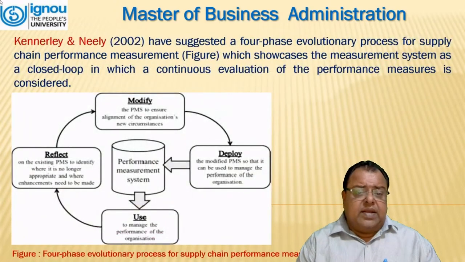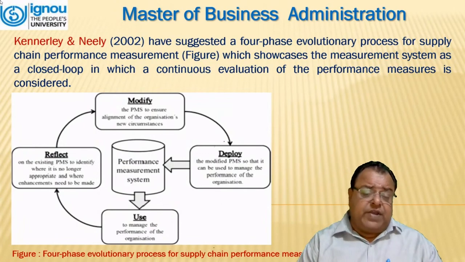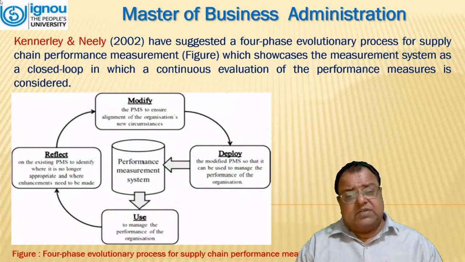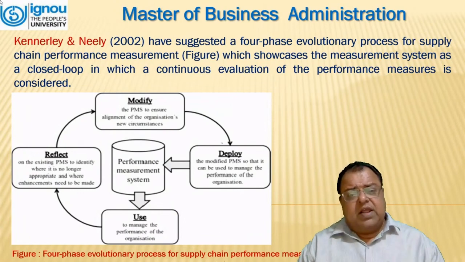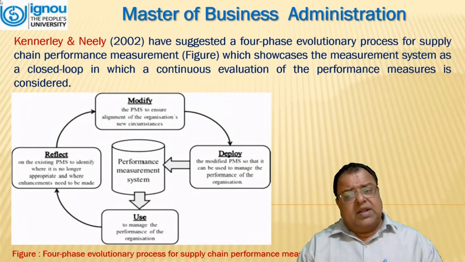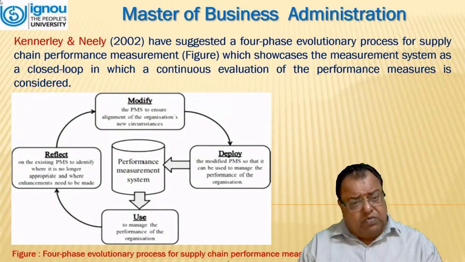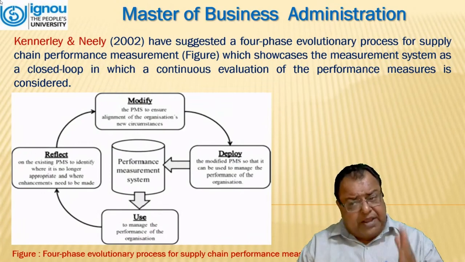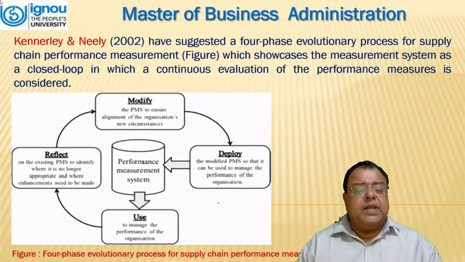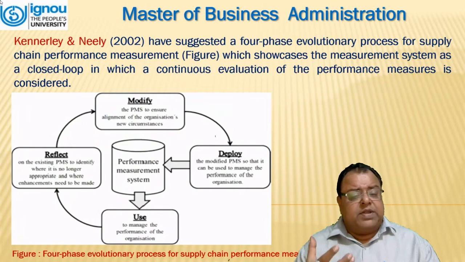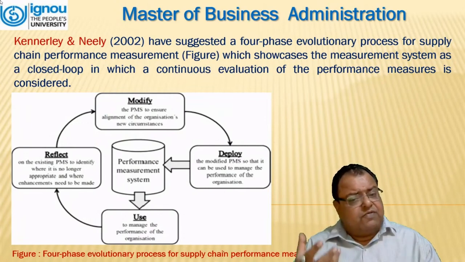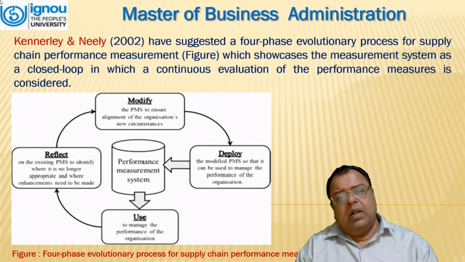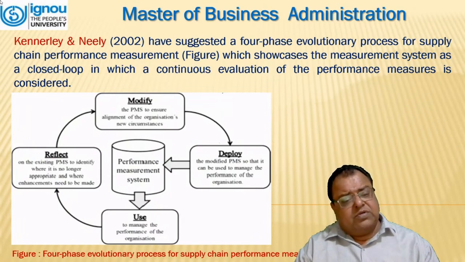Kennerley and Neely have suggested a four-phase evolutionary process for supply chain performance measurement, which is depicted in the figure, which showcases the measurement system as a closed loop in which continuous evaluation of the performance measures is considered. If we talk about the performance measurement system, it consists of four phases, that is modify, deploy, use, and reflect.